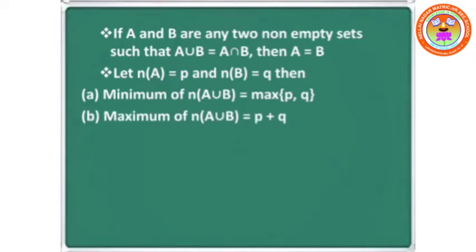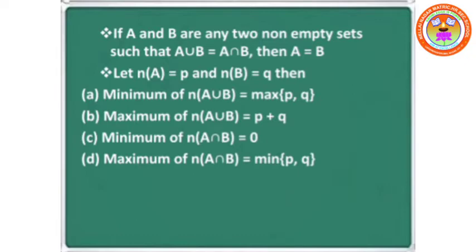Maximum of n of A union B is equal to P plus Q. Minimum of n of A intersection B is equal to 0. Maximum of n of A intersection B will be the minimum of P and Q. These they may ask for 1 mark.